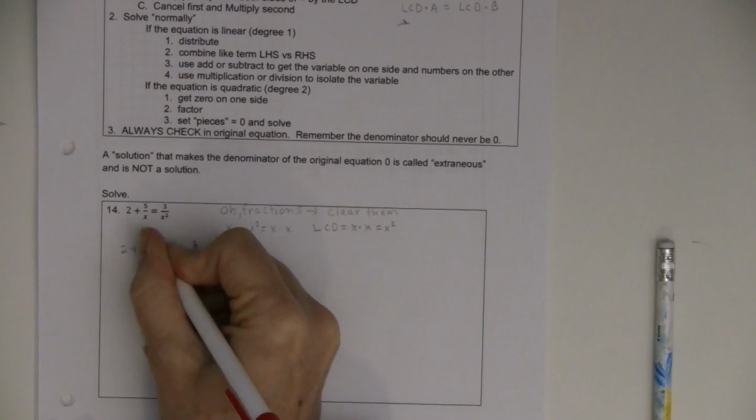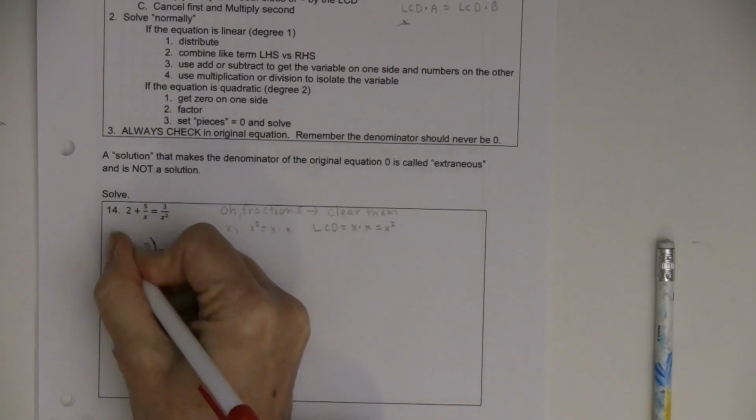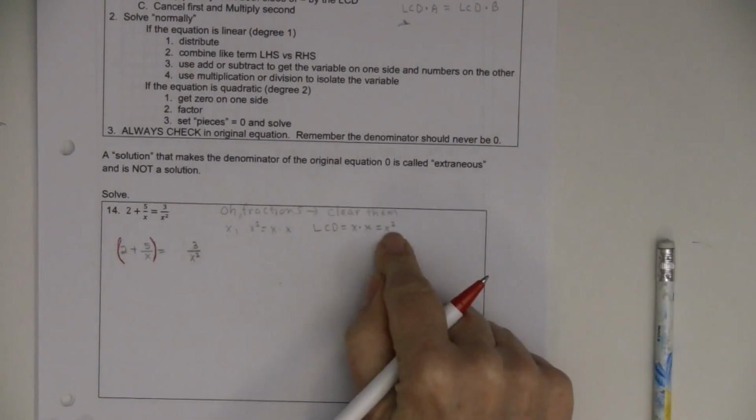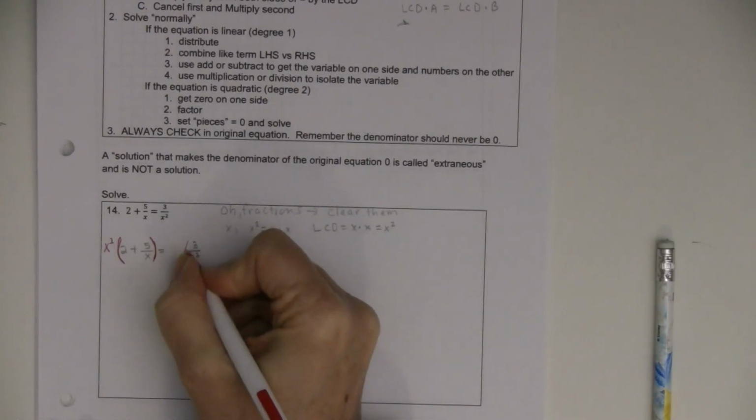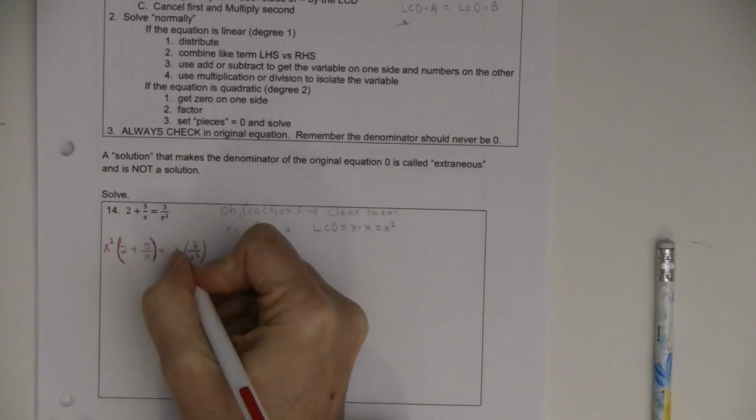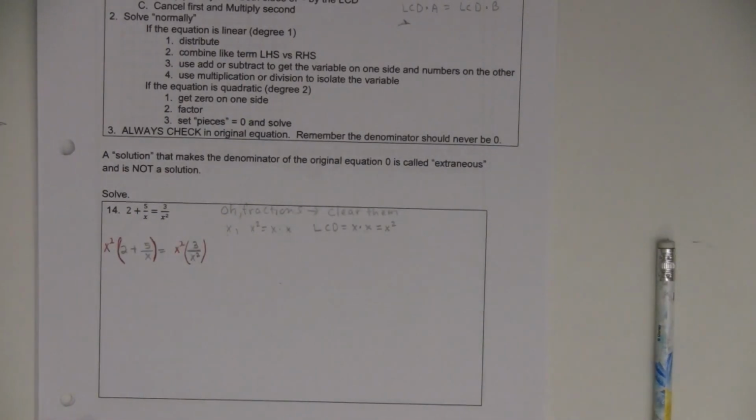So right here, I'm going to multiply this whole side, which is a binomial, by the common denominator, x squared. And I'm going to multiply this whole side, which is a monomial, by the common denominator, x squared. That's the property we learned all the way back in chapter 1: what you do to one side when you multiply, you have to do to both sides. But we just haven't had it with a binomial before.